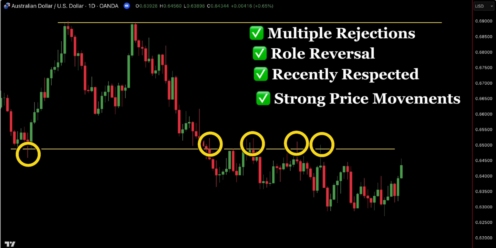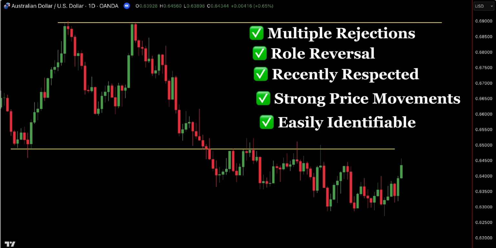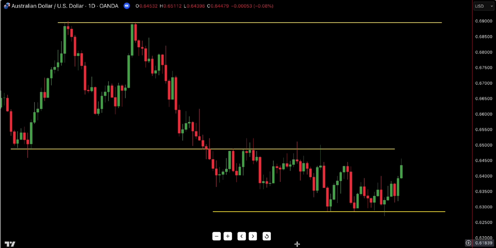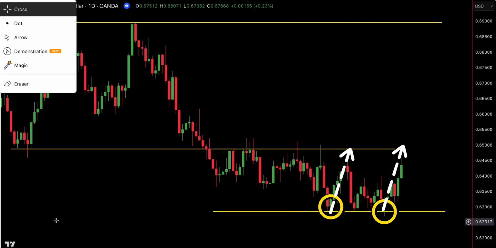Strong price movements. Every time price touched this level, it moved away drastically, proving its importance. Easily identifiable. A strong level should be obvious at first glance, and this one clearly meets that requirement. Now, moving further down, we spot a key support level where price bounced twice, confirming its strength.